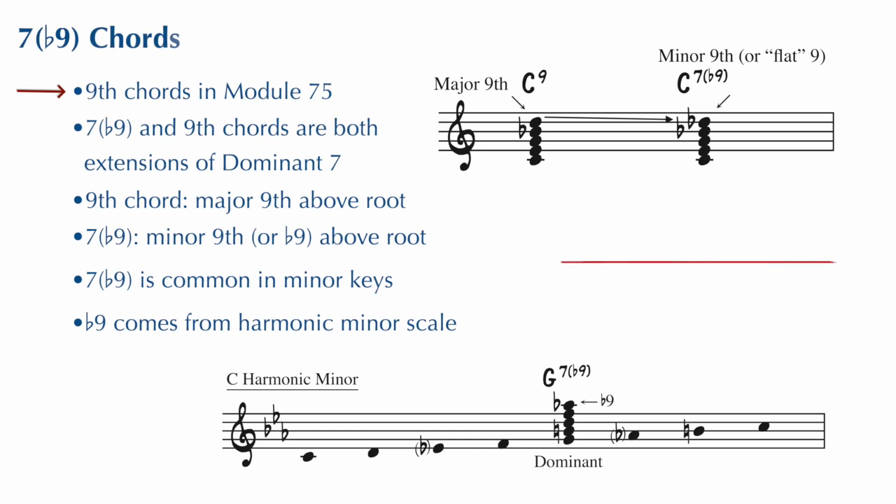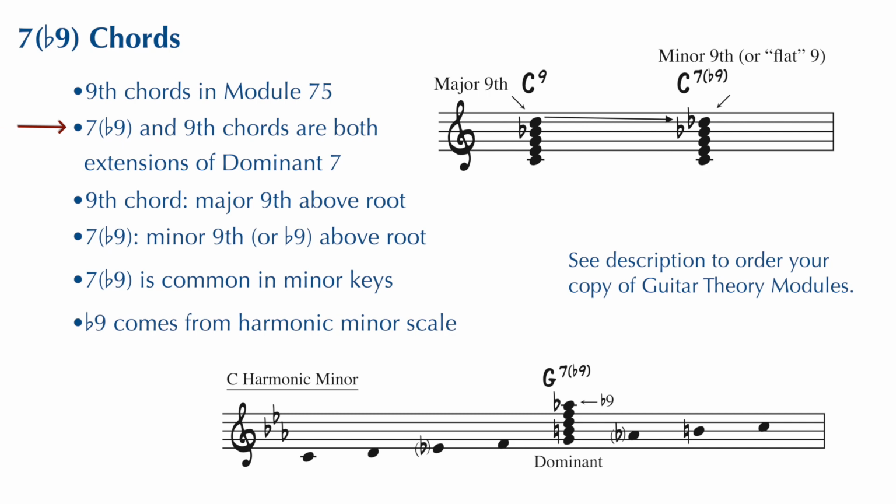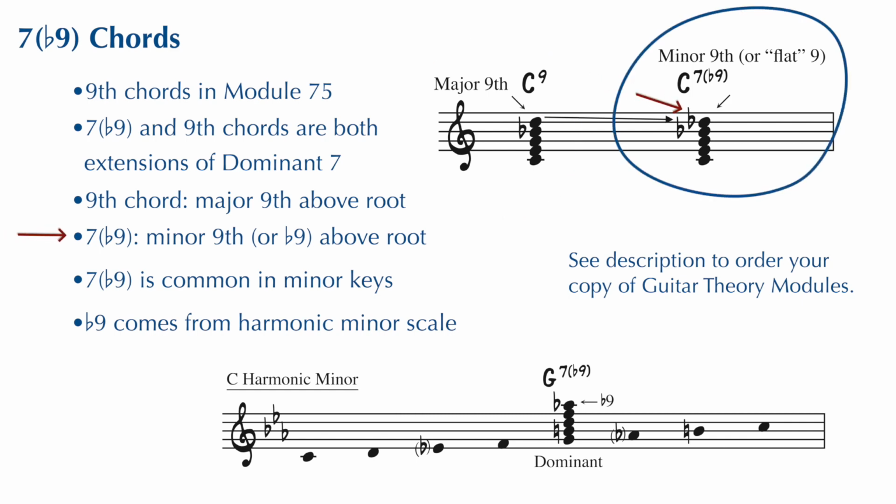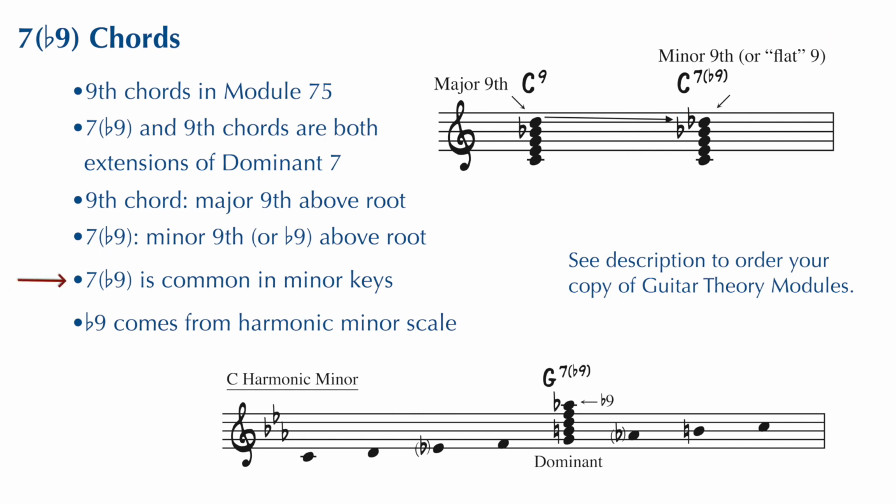You learned about the 9th chord in Module 75. The 9th chord and the 7 flat 9 are identical except for the 9th of the chord. In the 9th chord, the 9th is a major 9th above the root. In the 7 flat 9, the 9th is lowered, making it a minor 9th or flat 9 above the root. The 7 flat 9 is found most often in minor keys.